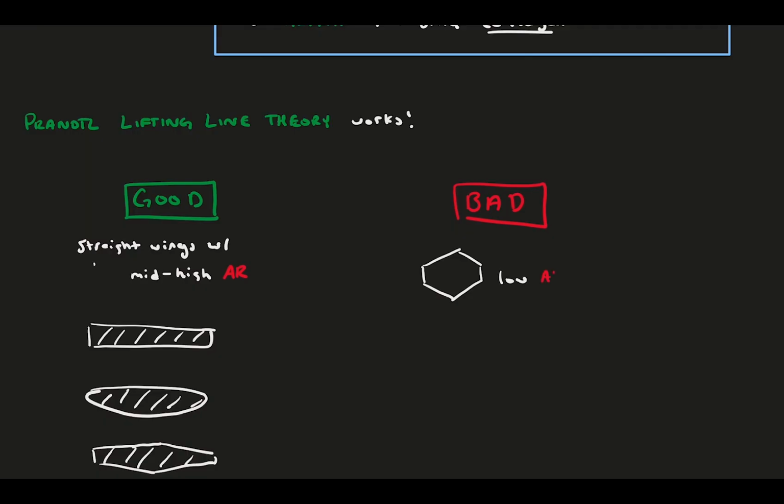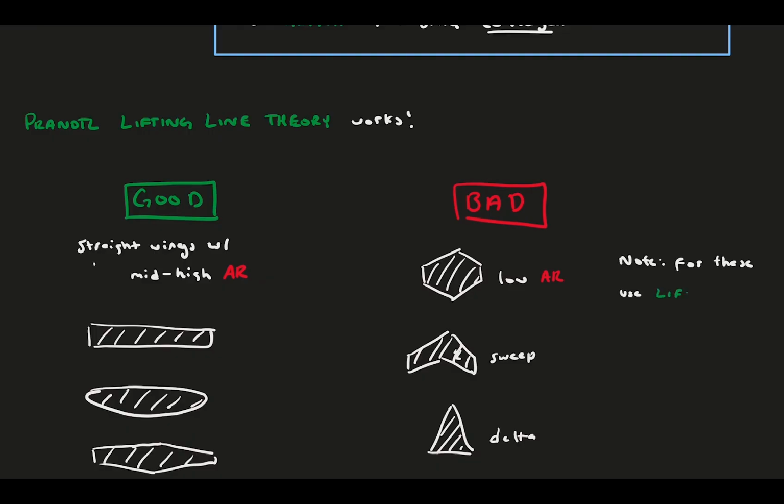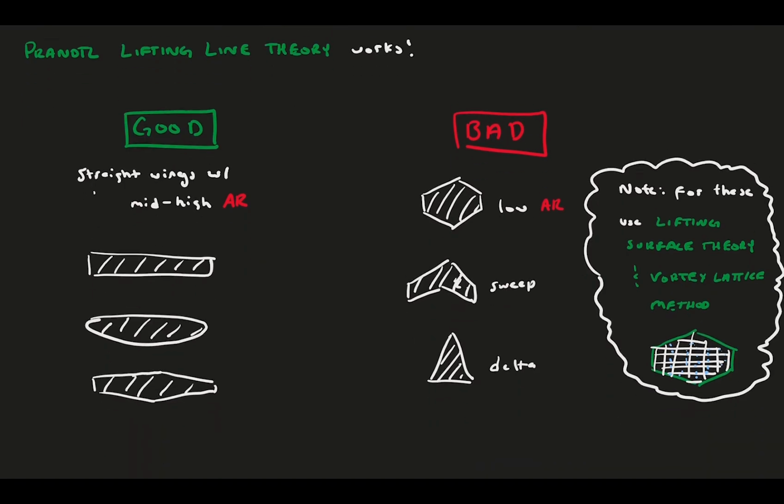Low aspect ratio foils are no good here. Also, highly swept wings are no good for this analysis, along with the infinite delta wing. For these types of foils, you might need to employ more modern numerical techniques. You could use something like the lifting surface theory and the vortex lattice method, but we can't get into that in this video. However, lifting line theory is still a powerful tool despite these limitations.